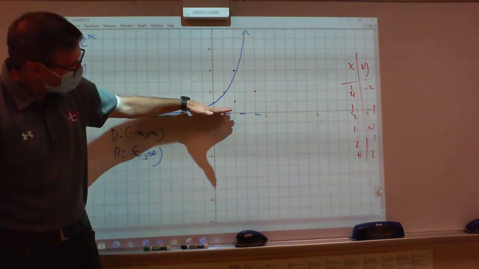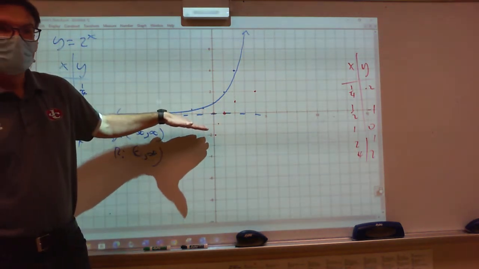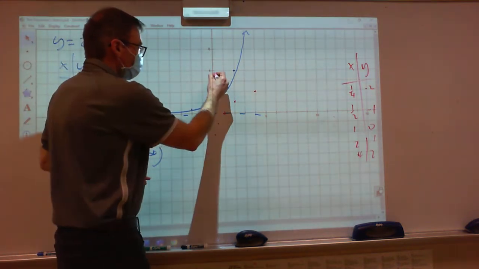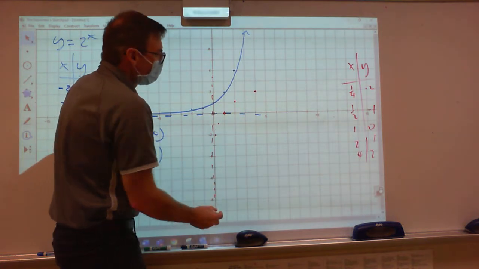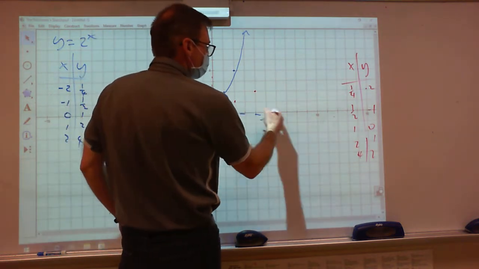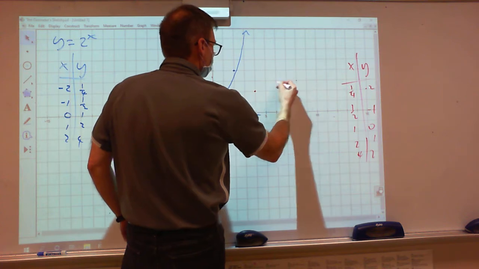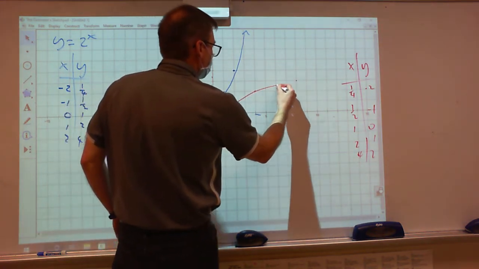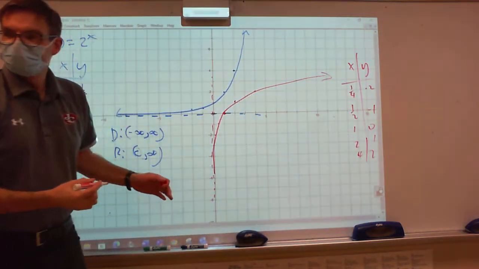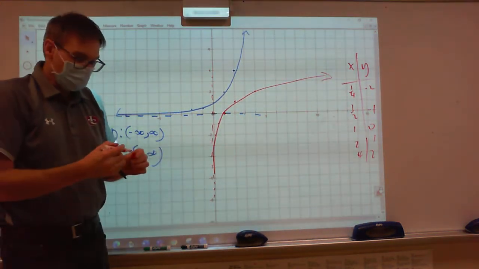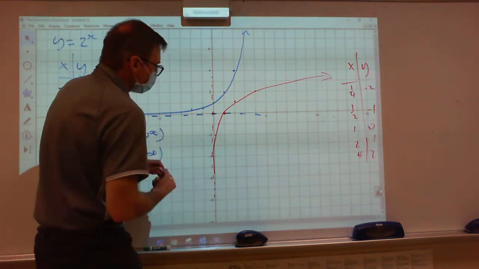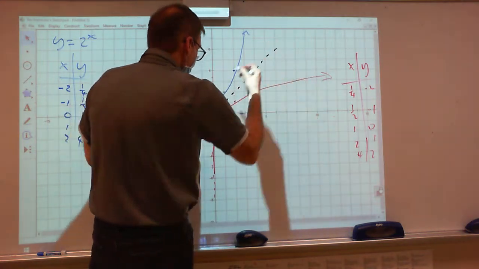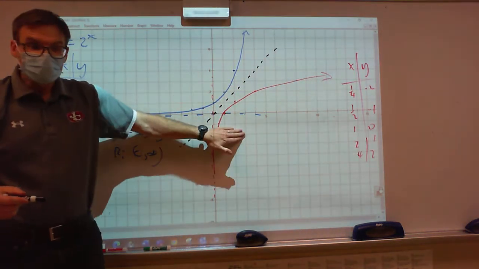notice in the blue graph we have a horizontal asymptote, right? When you do the inverse of this, we're going to get a little vertical asymptote. And can you see this graph? Okay. And when you graph a function and its inverse, it should look like a little mirror image over this y equals x line. Does this look like our little mirror image?